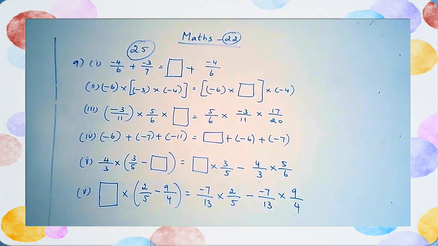You see the first one, minus 4 upon 6 plus minus 3 upon 7. One box is there, yes? Plus minus 4 upon 6. So, what is the answer?